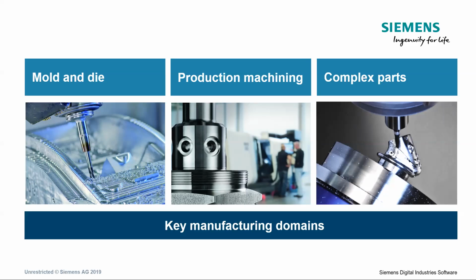Production machining typically involves production of larger volumes of prismatic parts, and complex parts made of lightweight materials, such as those in, let's say, aerospace and medical industries. They often require 5-axis machining to cut the complex designs, right? So let's have a look at some of the customized capabilities needed to effectively handle these kinds of CAM solutions.